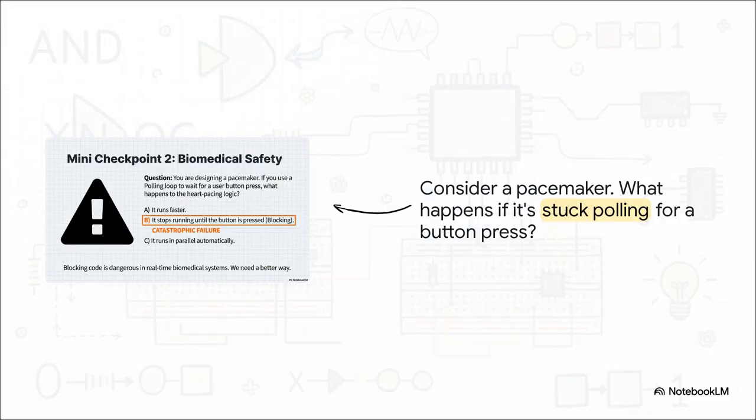Now, why is this such a big deal? Let's raise the stakes a lot. Imagine you're designing a pacemaker. Its main job is to keep a heart beating at a nice, steady rhythm. But what if you also added some code that polls for a doctor to press a configuration button? If your code gets stuck in that polling loop just waiting, what happens to the critical life-saving logic that's supposed to be pacing the heart?